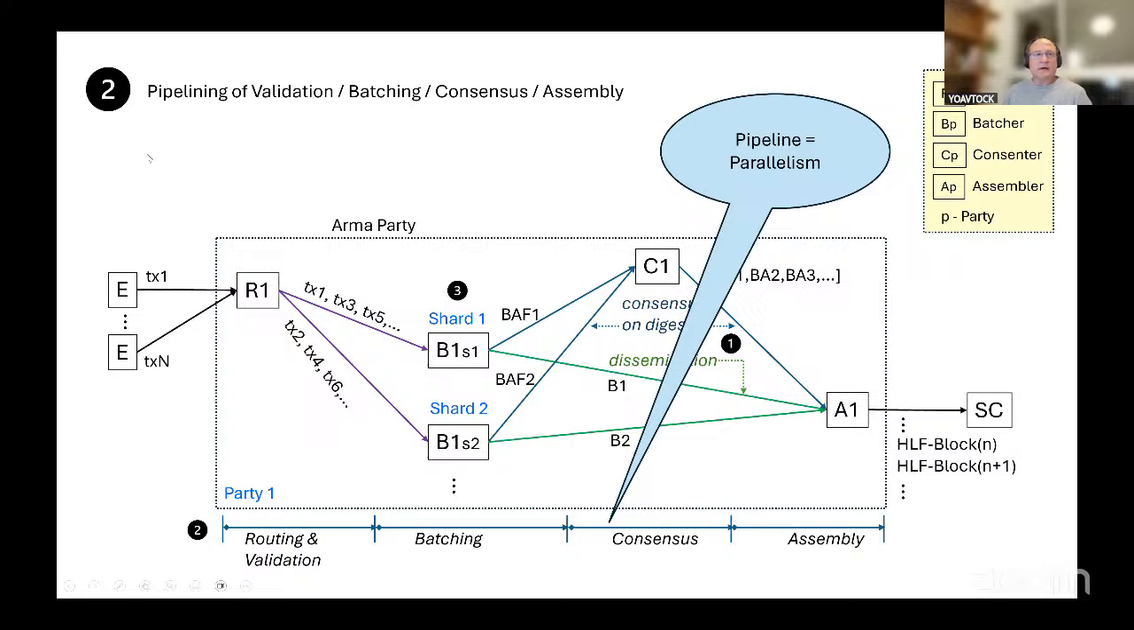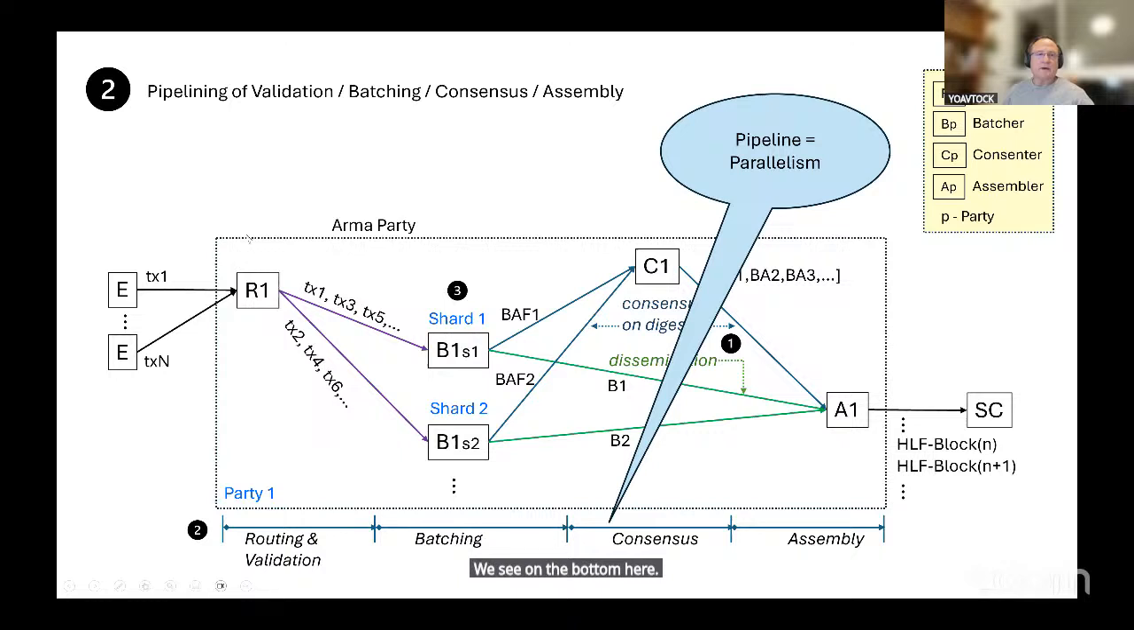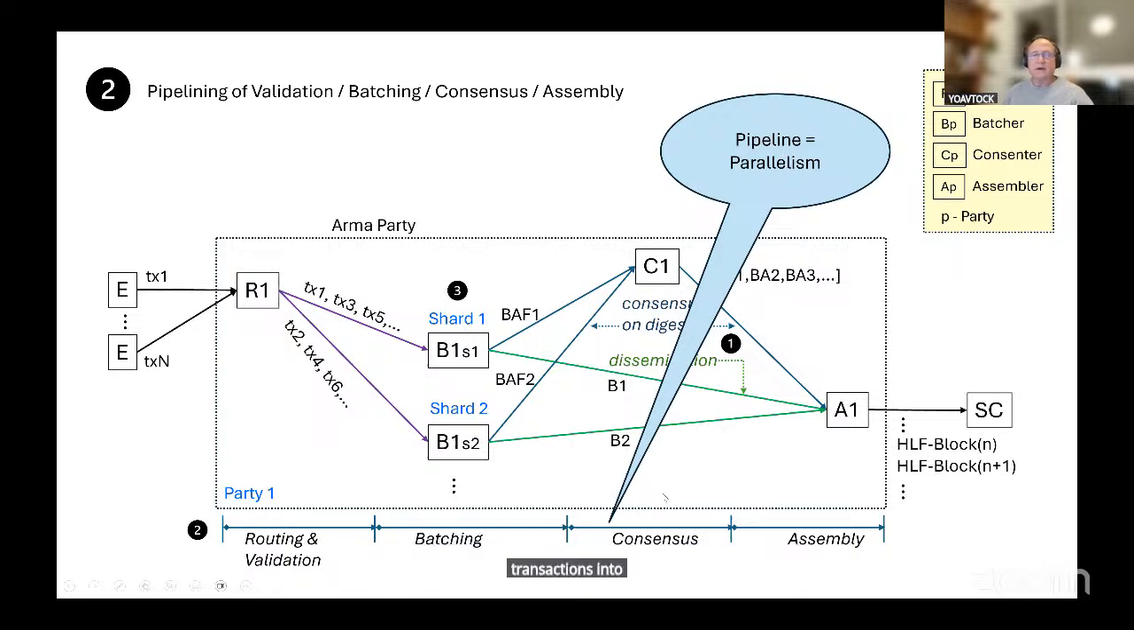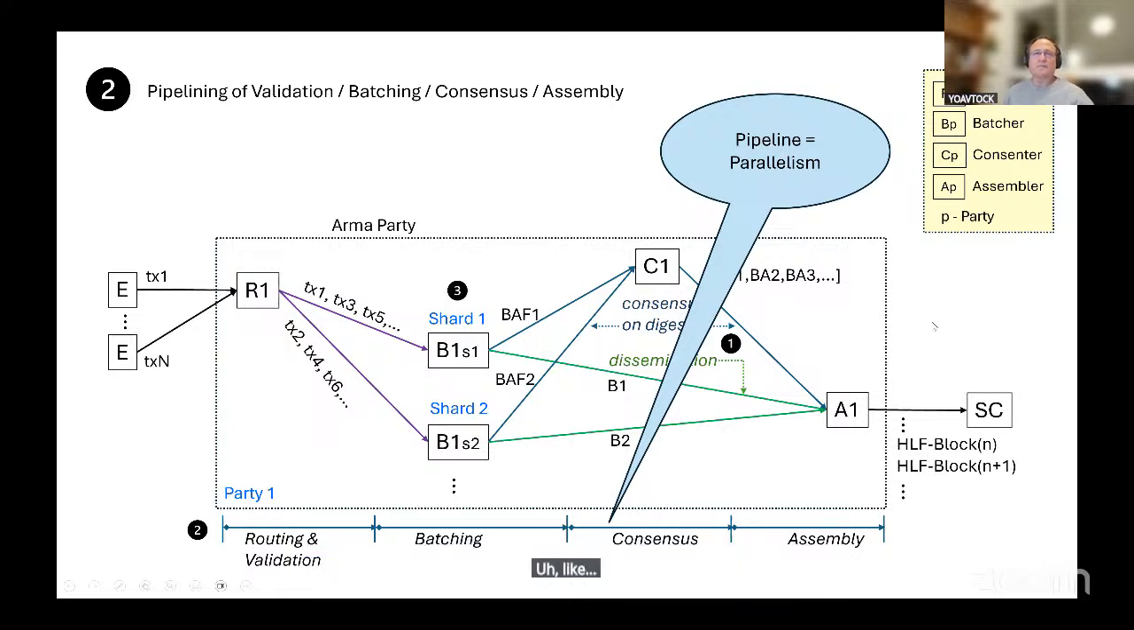The second principle is pipelining of validation, batching, consensus, and assembly. We see on the bottom here that the first stage does routing and validation, the second stage does the batching of transactions into blocks, and the third stage does consensus, and in parallel, the last stage, the assembly, is assembling a digest with blocks and emitting a total order of Hyperledger Fabric-like blocks.